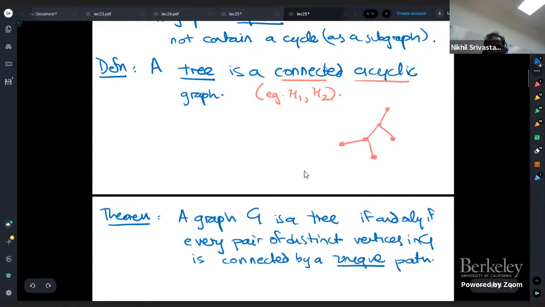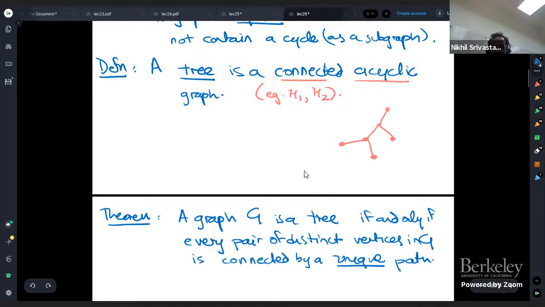Okay, so in this example over here, you'll notice, by a unique simple path. So you'll notice in this example, if I take any pair of vertices, there's only one way to get between them.